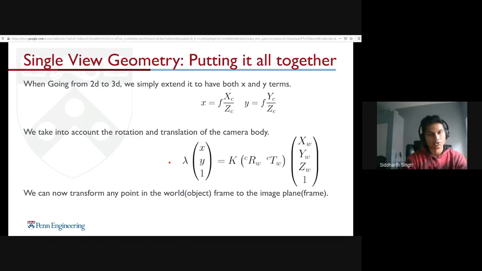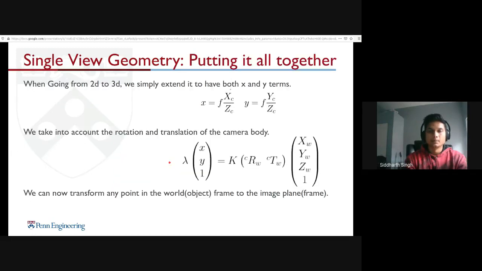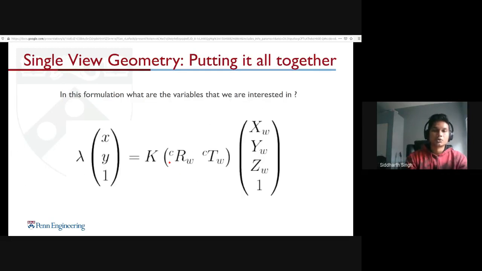Anyone? Any questions? I'll start asking questions now. Okay. So now, what are the variables that we are interested in in these equations? Can anyone tell me? R and T. Okay. What else? Is there anything else that we don't know? Lambda. Right. Correct. Is there anything else?